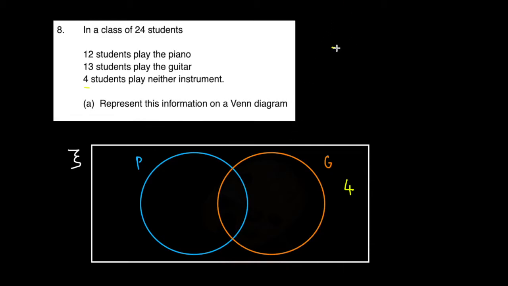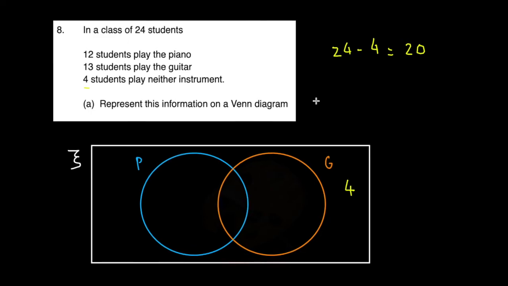So we're left with 24 minus 4 students, which is 20. So we know that 20 people play the piano and/or the guitar. But it says here that we've got 12 students that play the piano and 13 that play the guitar, and 12 plus 13 is equal to 25. So how can we have 20 students playing at the same time as 25 students?